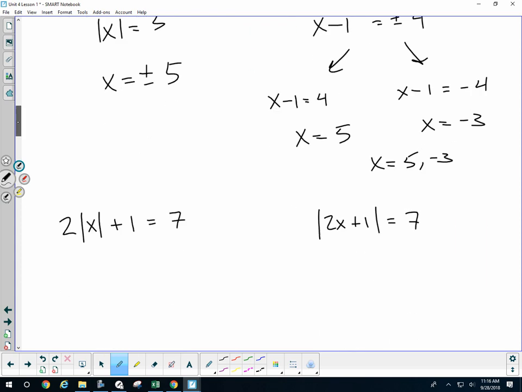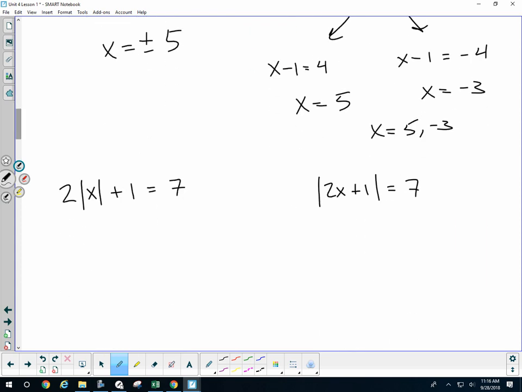Okay? Let's see if you can solve both of these equations. And understand and notice when you solve both of these equations that your solutions are going to be different.